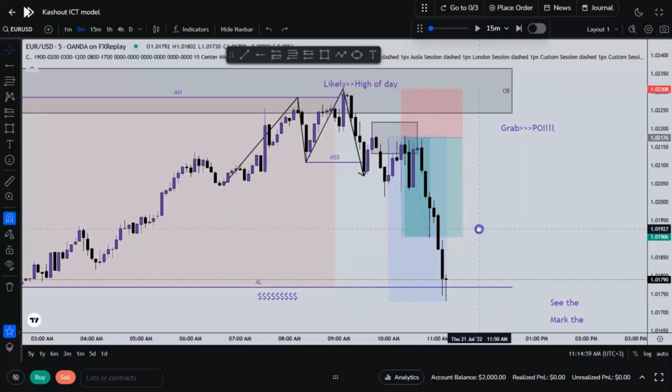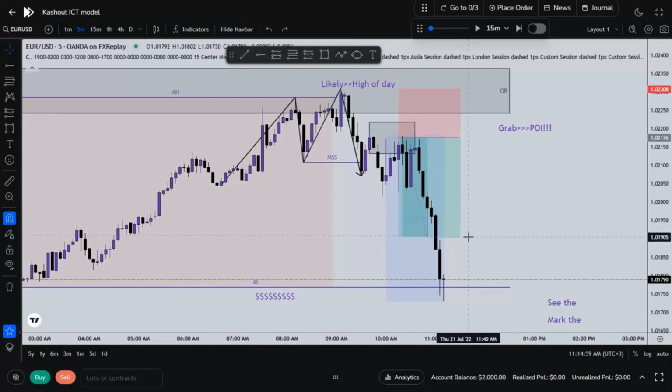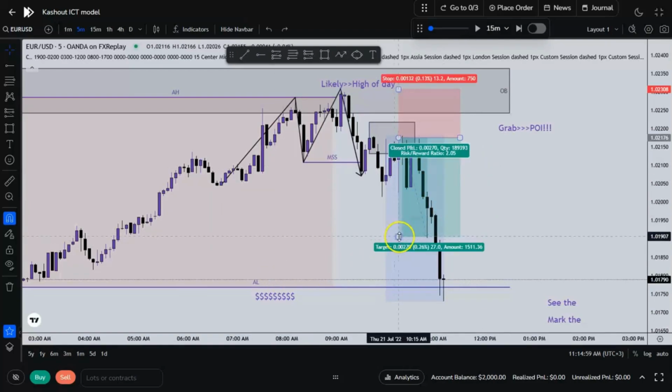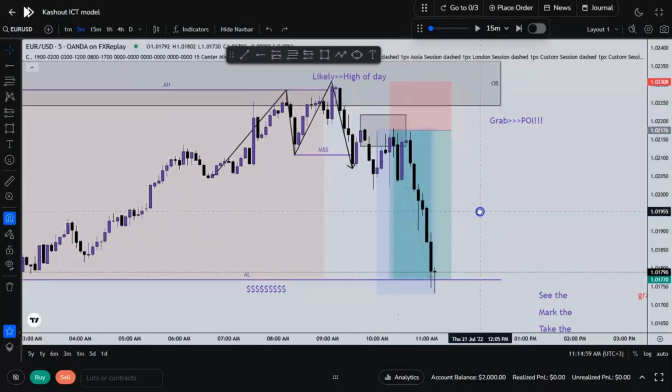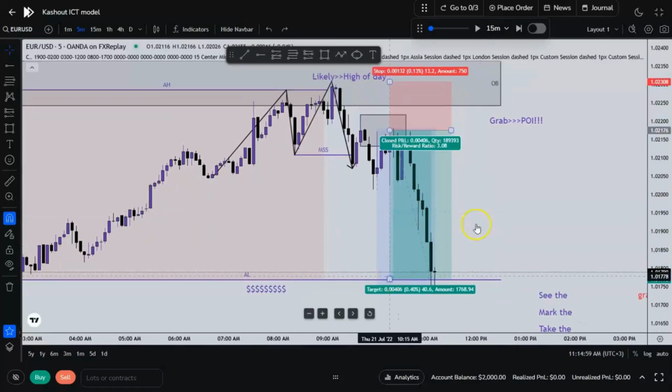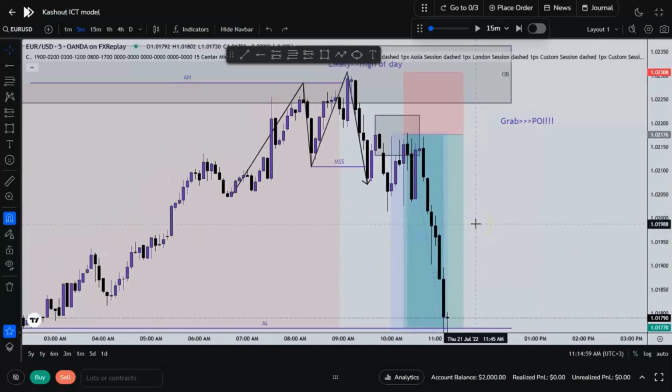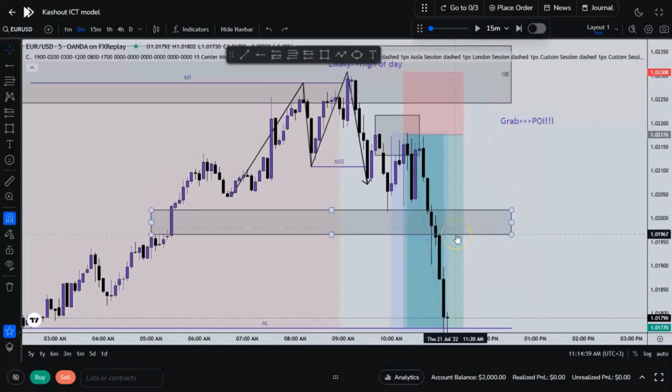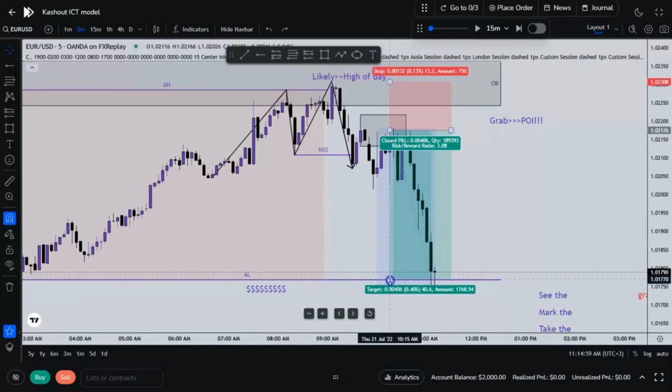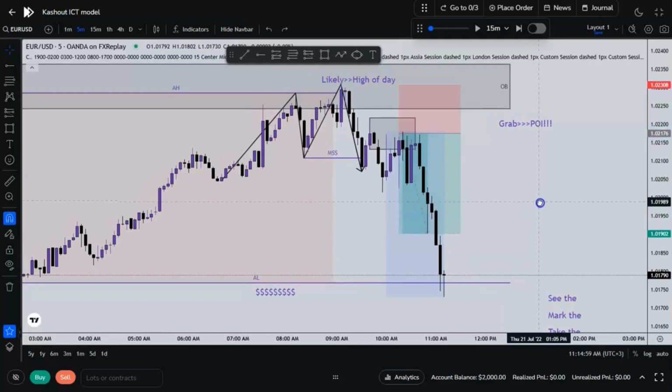All this much liquidity, because Asian session has a lot of liquidity in it, because a lot of banks are looking to trade into the Asian highs and lows. So if you wanted, you could take profit at this Asian low, because we know price is going to come and sweep the liquidity there. But me personally, I don't do that. I just take 1:2 risk to reward ratio.